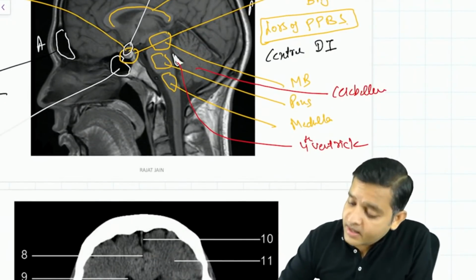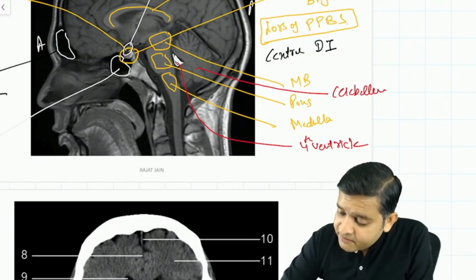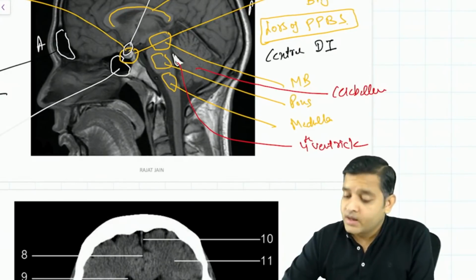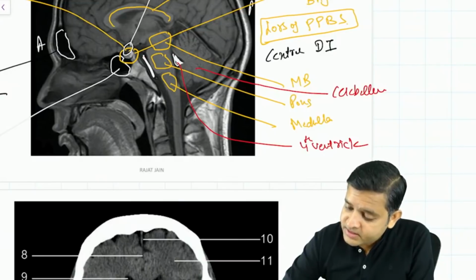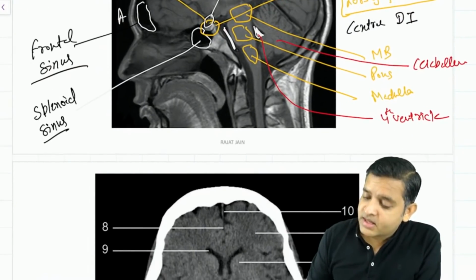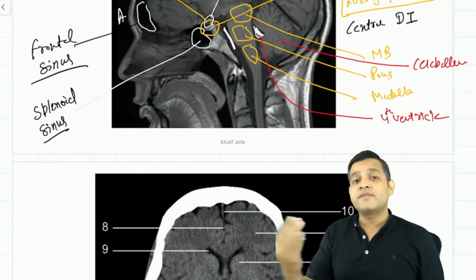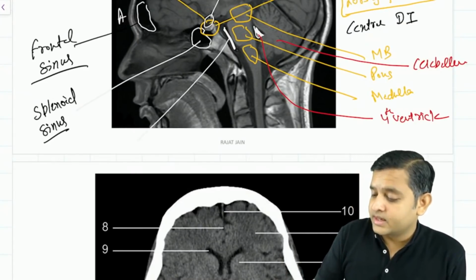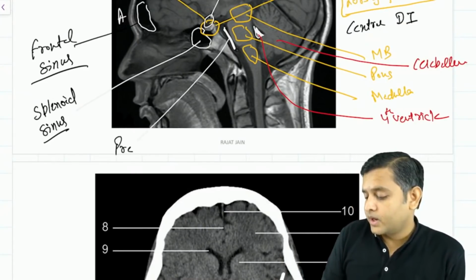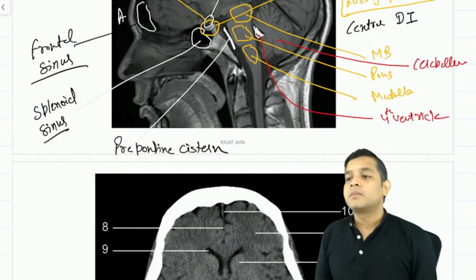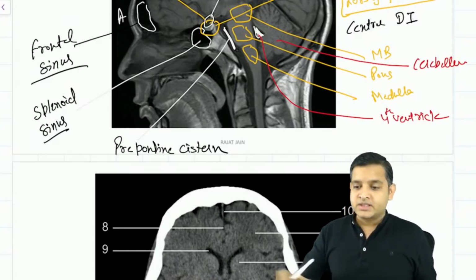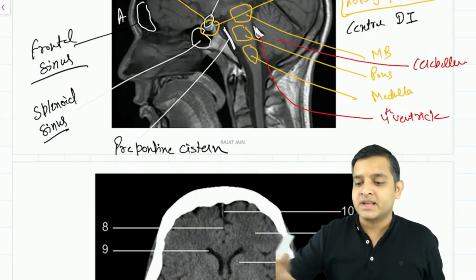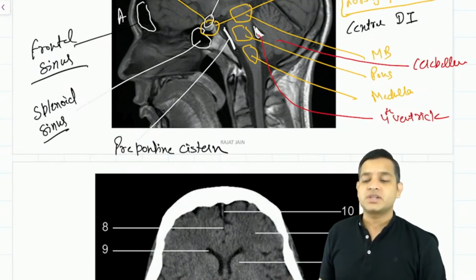Okay. Now similarly, you can see a CSF space in front of the pons. This is the CSF space. Since it is anterior or in front of the pons, we call it the prepontine cistern.